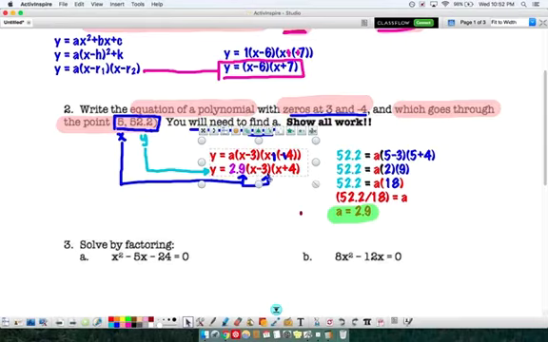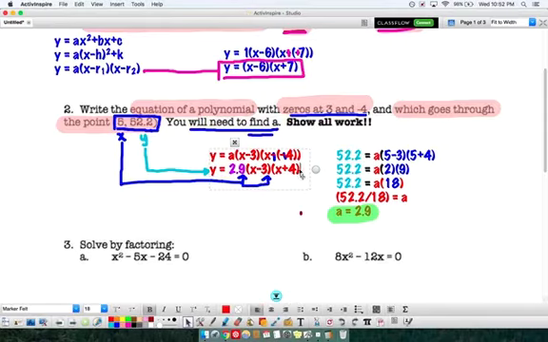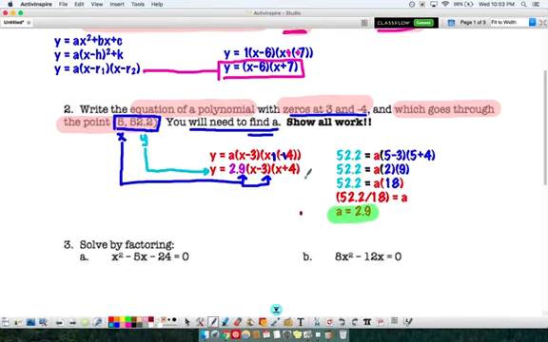So hopefully you find that problem cool. It's something new, and now you know how to do it. Alright, there's your answer, right here.